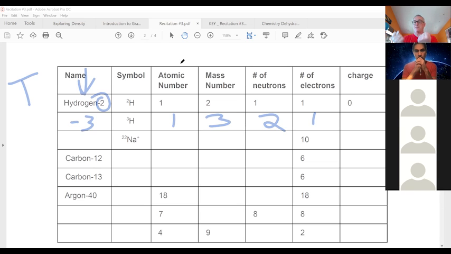It's an isotope. An isotope has the same number of protons and the same number of electrons. So chemically, it is the same. Only the neutrons are different. And so what charge would an atom of hydrogen 3 have?